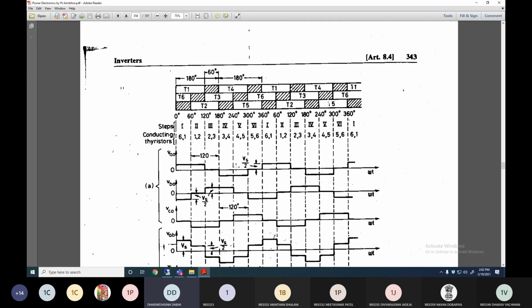So overall power in one cycle in 120 degree is less as compared to the 180 degree. So if you require more output power, then this 120 degree is less advantageous as compared to the 180 degree. But if you see practically, 180 degree is not possible. Exactly 180 degree is not possible because you cannot turn off T1 exactly at 180 and turn on T4 at exactly 180 degree.